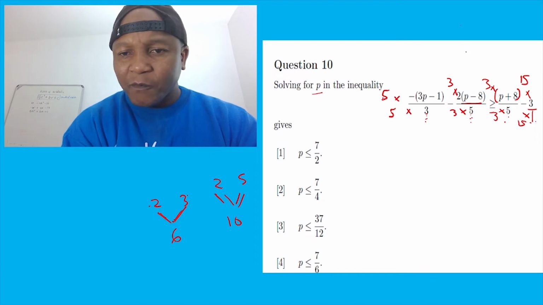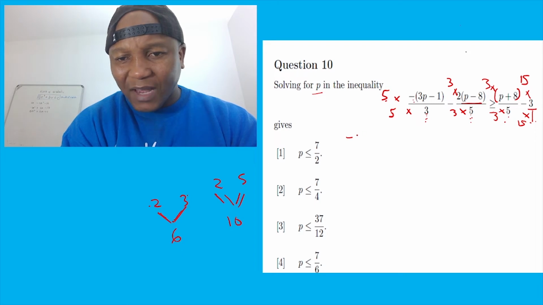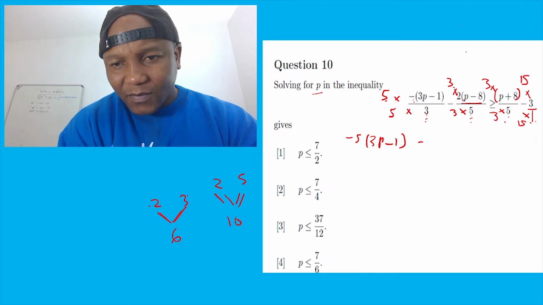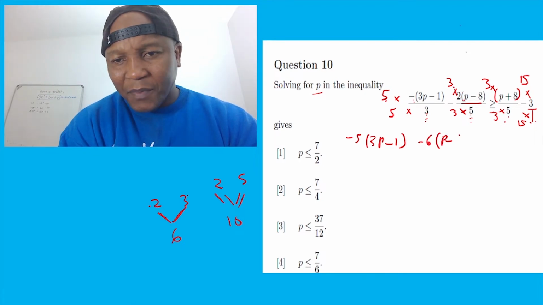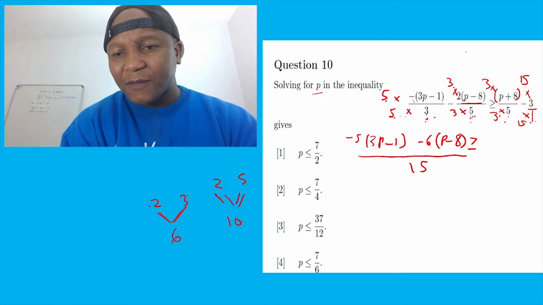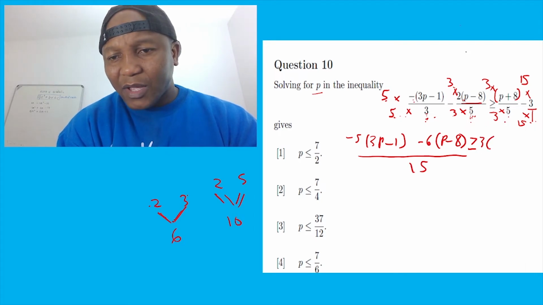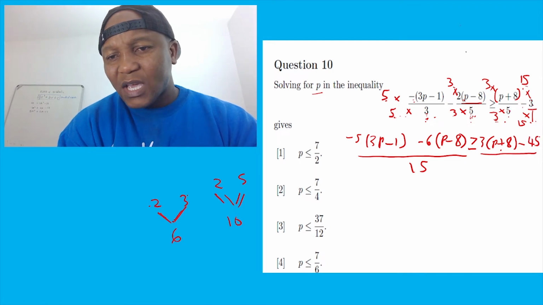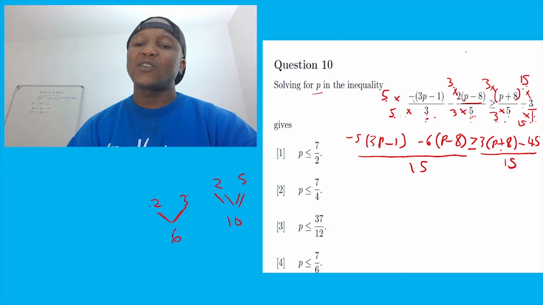So what I'm going to do now, this is 5. 5 times negative, so you can say 5 times could be negative 5. And then put your bracket, 3p minus 1, minus 3 times 2 equal to 6, and this could be p minus 8. Greater or equal, but remember the denominator is going to be common, 15 and 15, because 5 times 3 equals 15 and 15. So write only one 15. Greater or equal. Now we come and say this is going to be 3, p plus 18, and the minus 5 times 15 times 5 equals 45. But all of them are on the right also, because 3 times 5 equals 15, 15 times 1 equals 15. So both of them have a denominator equal to 15.